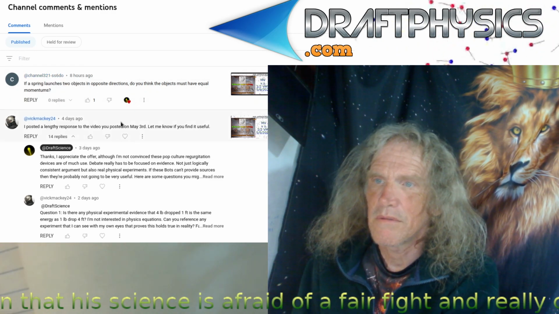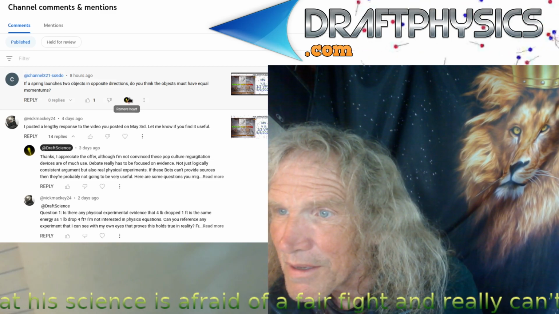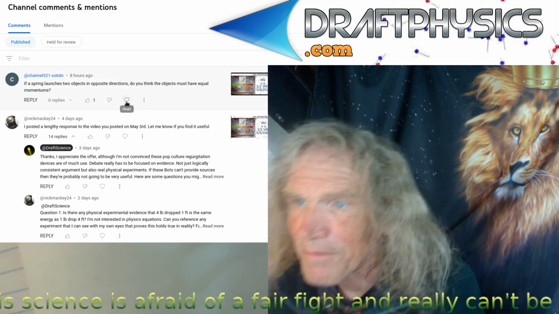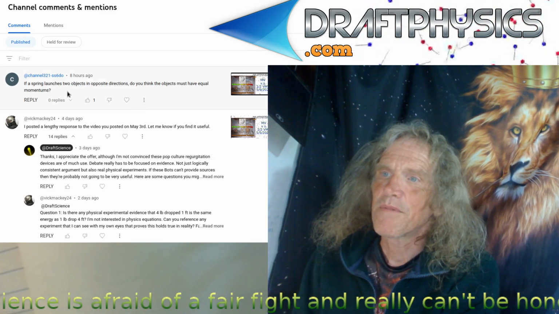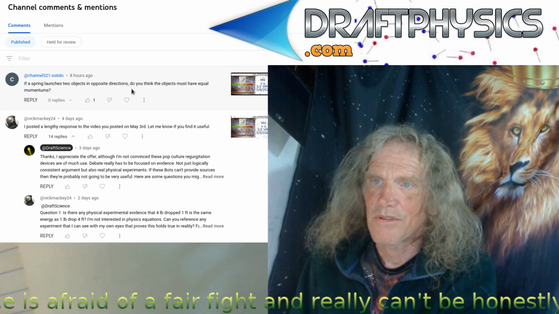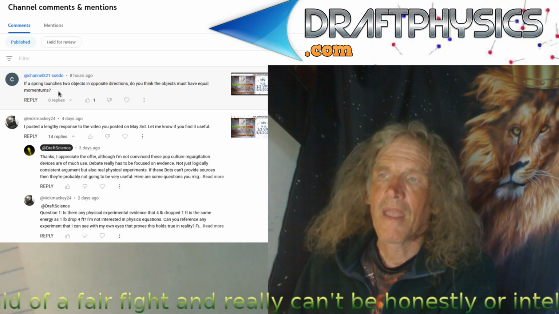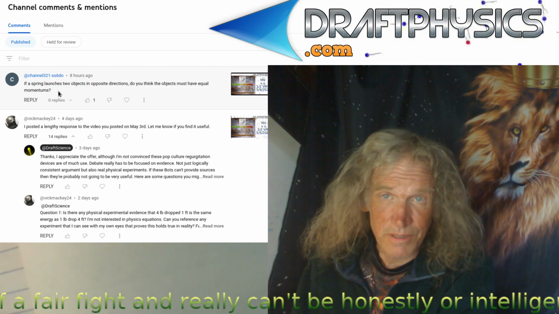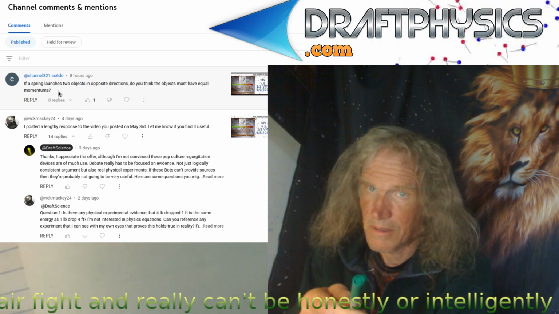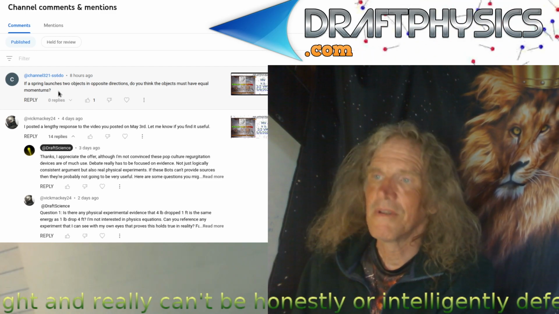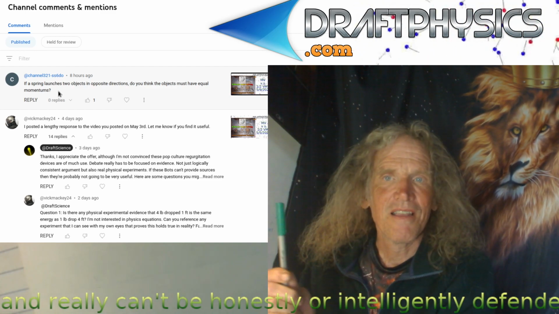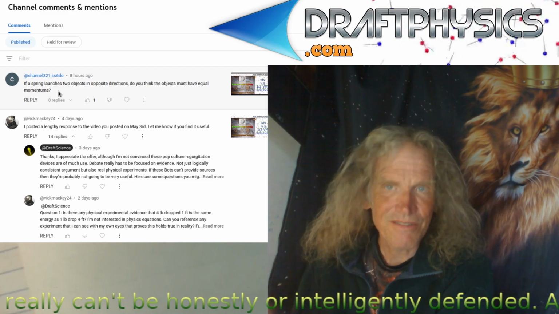So there's no, what the hell does that little red thing mean? Remove heart. Yes, please. If a spring launches two objects in opposite directions, do you think the objects must have equal momentum? If you're not on Earth and there's no friction, yes. But it depends on the direction. It depends on the friction that gravity's creating.